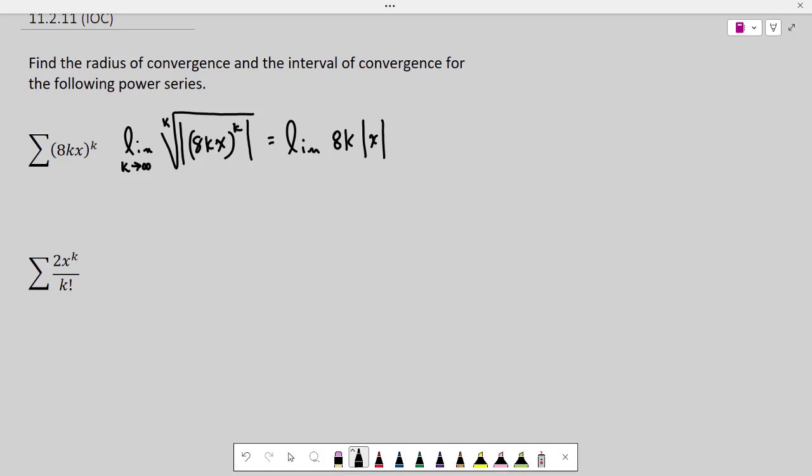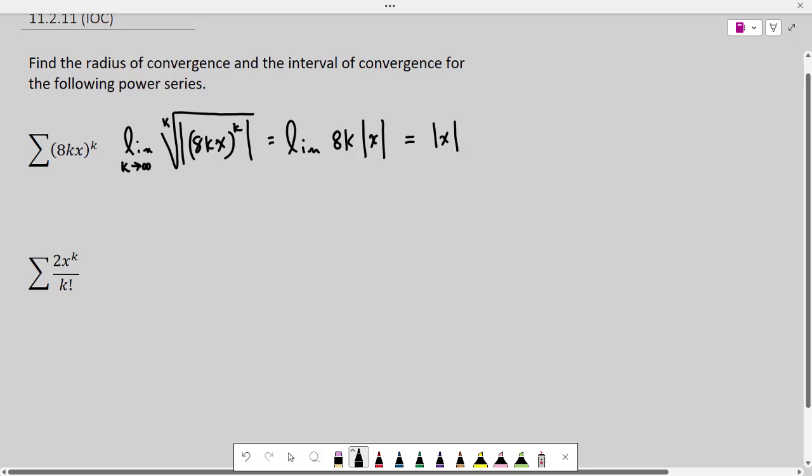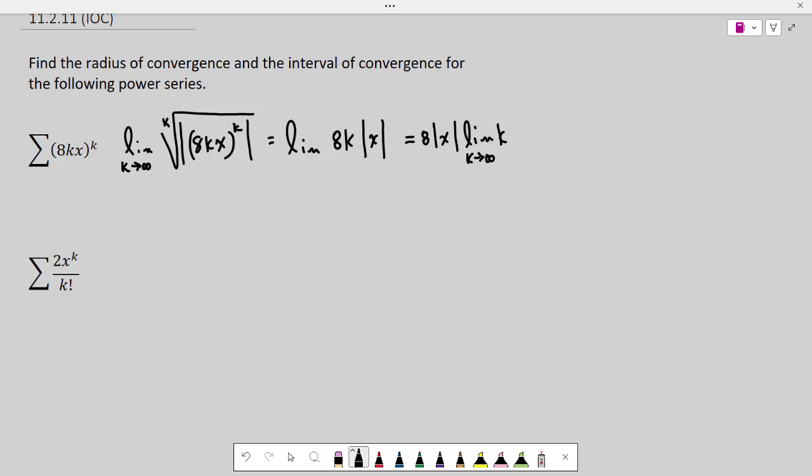So that's our simplified expression inside the limit, the limand. The limand is dependent on k. So the only thing that has a k in it is the k. So we have that. The constant can factor out. The x does not depend on k, so the x can factor out. And what is this limit equal to? Infinity.